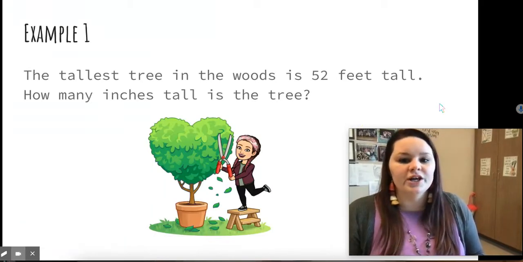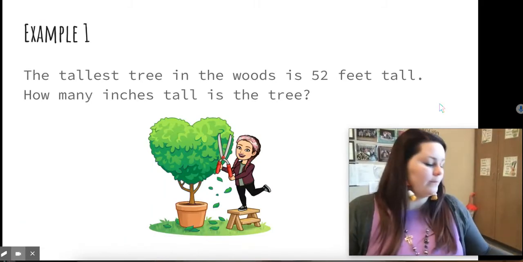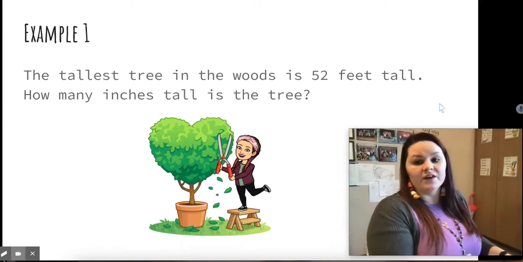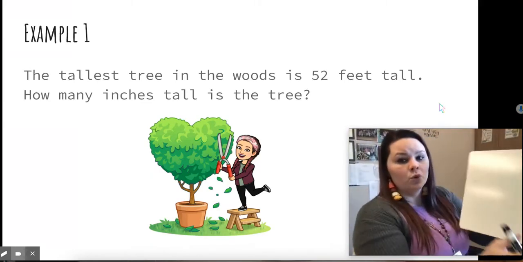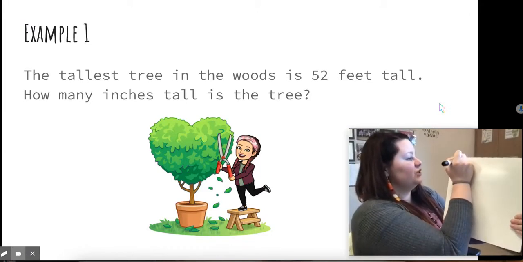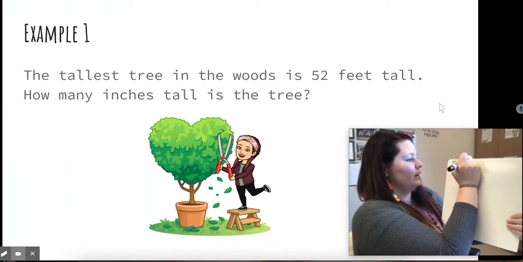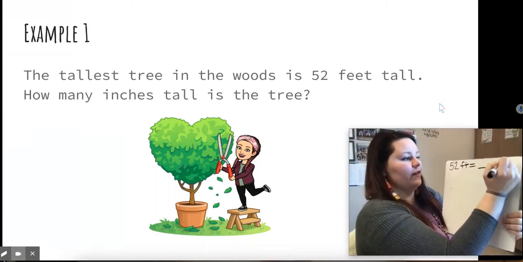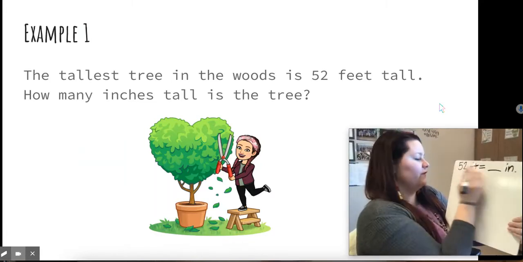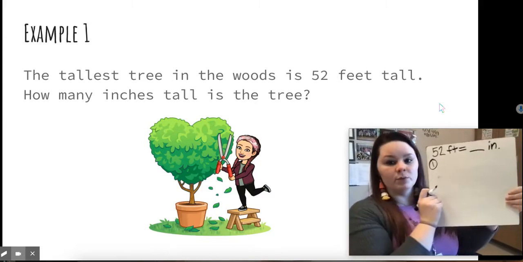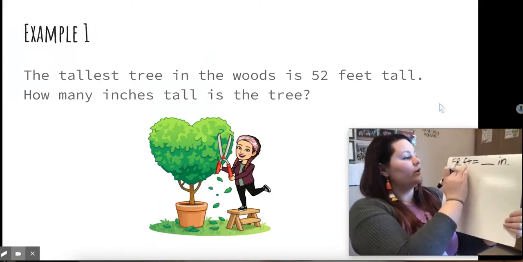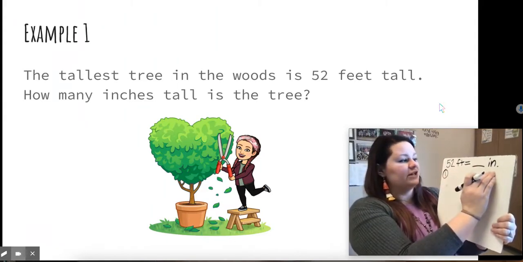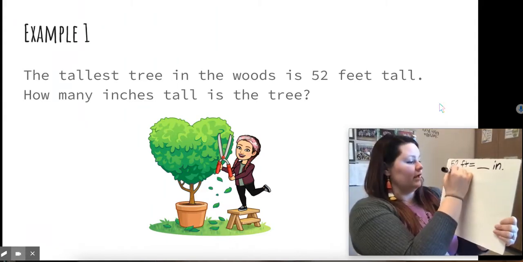The tallest tree in the woods is 52 feet tall. How many inches tall is the tree? We need to start with the information that we're given. We have that it is 52 feet tall, and we are looking for how many inches tall that is. The first step is to decide if we're going to multiply or divide. Well, we're going from feet to inches. Feet are larger than inches, so we're going to be multiplying.